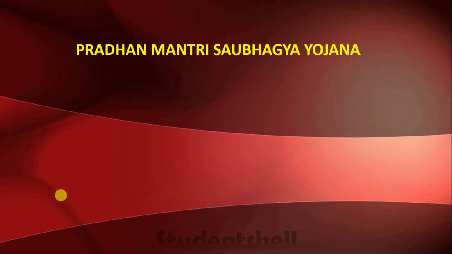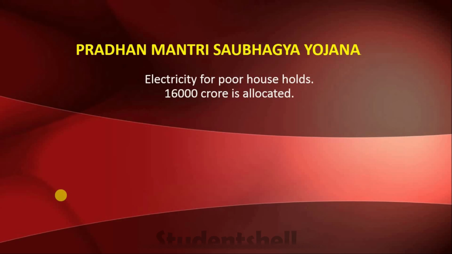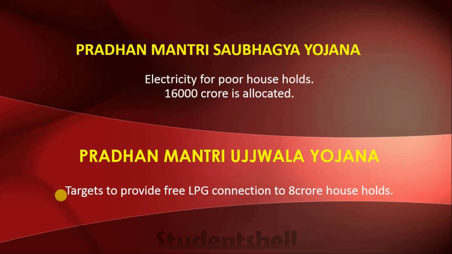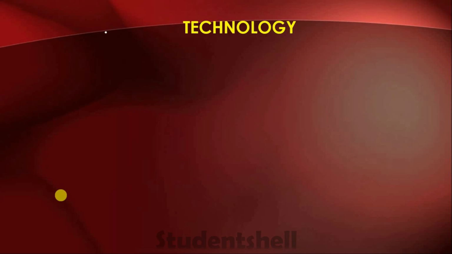Next is this Pradhanmantri Saubhagya Yojana. Its main objective is to provide electricity for poor households. The next is Pradhanmantri Ujjwala Yojana. Under this, the government targets to provide free LPG connections to 8 crore households. Last year, the government was able to provide LPG connections to 5 crore households. Owing to the success of last year connections, the government increased its target from 5 crore households to 8 crore households this year.